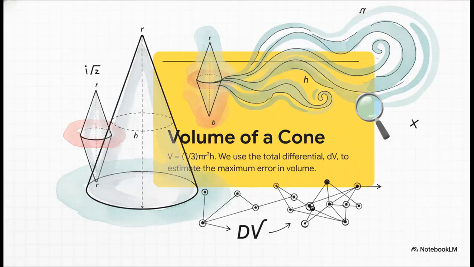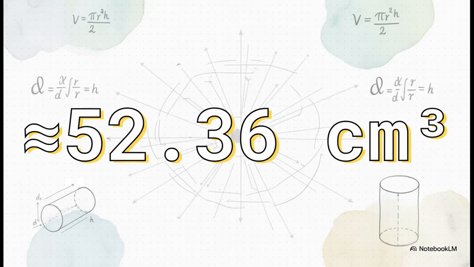So we all know the volume of a cone depends on two variables, the radius and the height. And since the error in our volume is going to depend on the errors in both r and h, well, this sounds like a perfect job for the total differential. We're going to use dV to get a really good estimate of the maximum possible error in our volume. So, the process is the same. We take the volume formula, we find the partial derivative with respect to r, then with respect to h. Then we plug in our measured values for the radius and height, and we plug in those potential errors for dr and dh. We run the numbers through our dV formula, and the result? The maximum potential error in our volume is about 52.36 cubic centimeters.